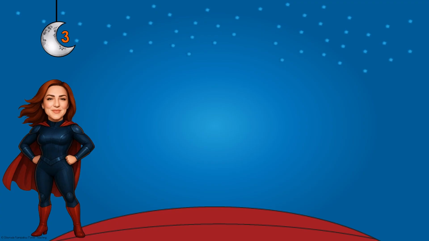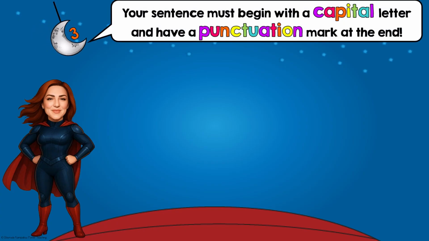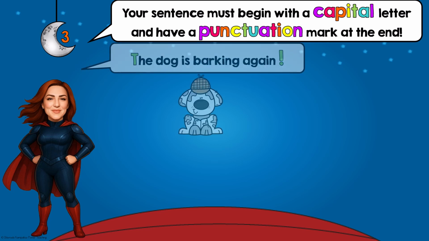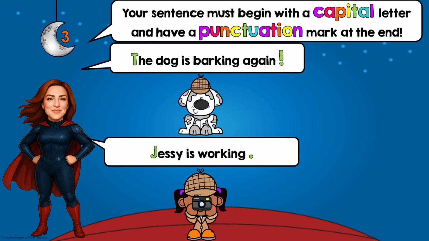Third, your sentence must begin with a capital letter and have a punctuation mark at the end. The dog is barking again. Jessie is working. You can see here that both sentences start with a capital letter and end with a punctuation mark.